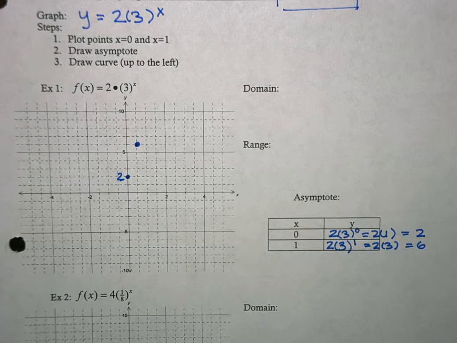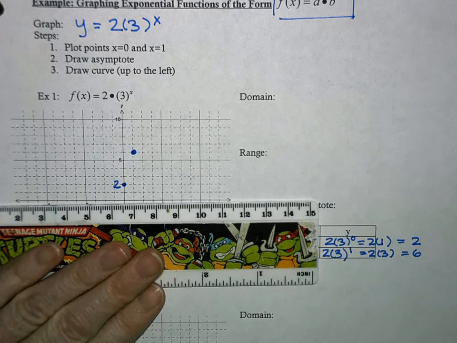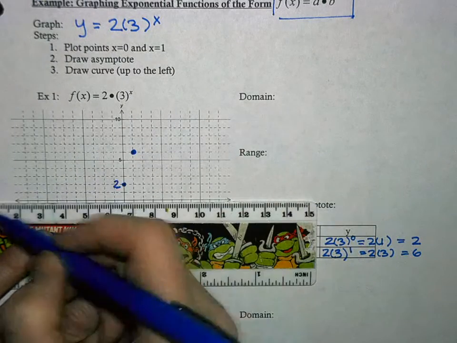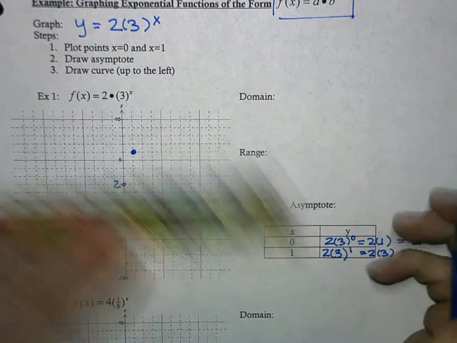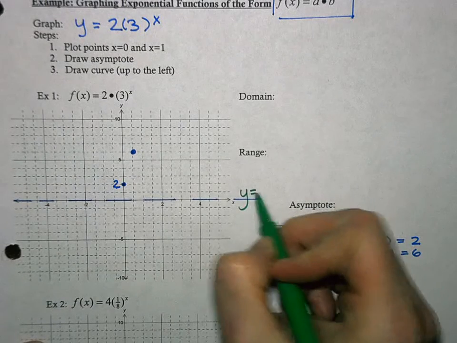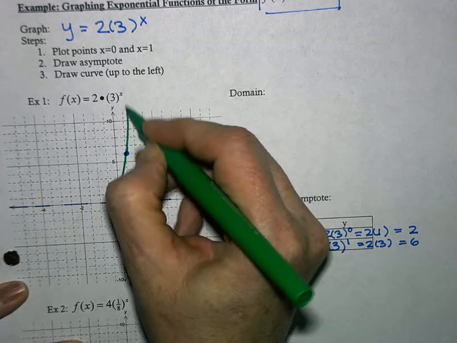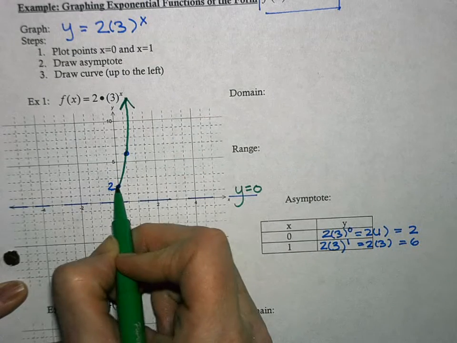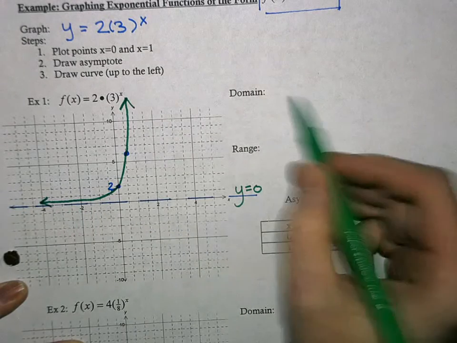So now I'm going to draw an asymptote. Well, we've seen with all of our graphs, as x approaches negative infinity, y is going to approach 0. So we have our asymptote, y equals 0, and now we can just draw the graph because we're going to connect through these 2 points. We know that as x approaches positive infinity, f of x is approaching positive infinity, and this way it approaches 0.